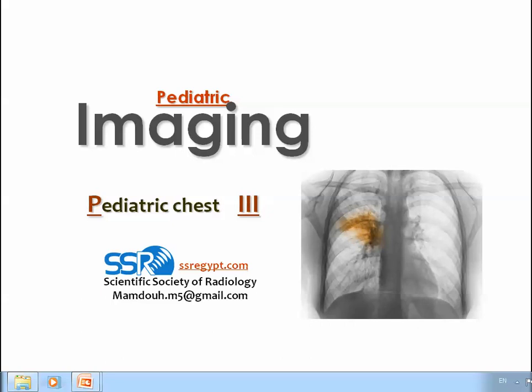We have finished in the second part with the pulmonary nodules, which are well-defined lesions less than 3 centimeters in diameter. And also we have finished with pulmonary masses, which are well-defined lesions more than 3 centimeters in diameter. In this part, we will deal with the remaining two issues, which are the consolidation or the patches and the cavities.